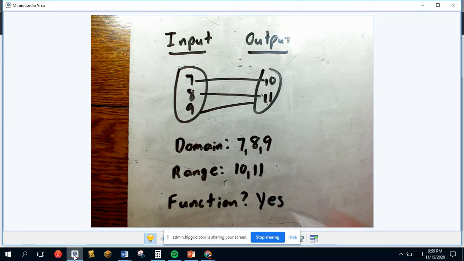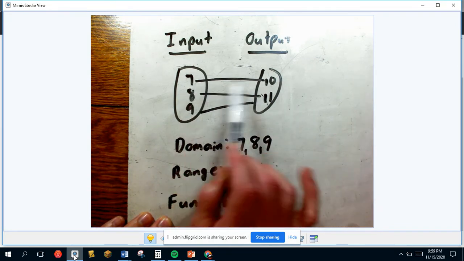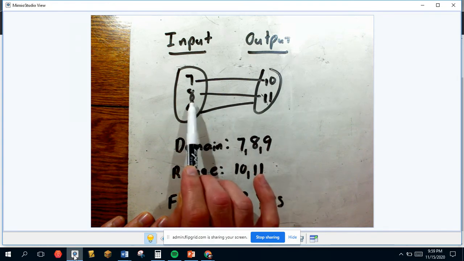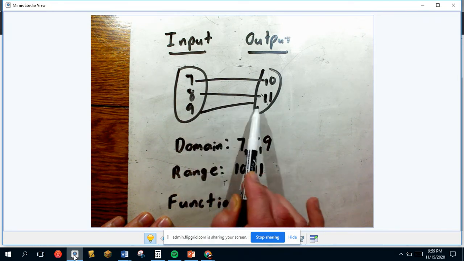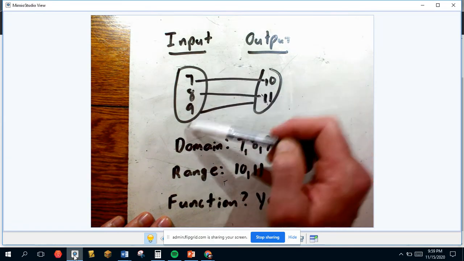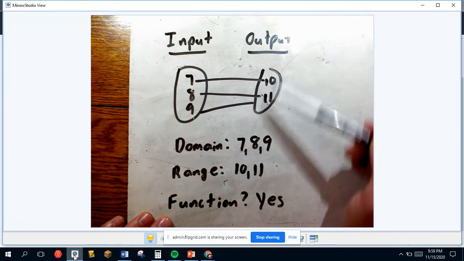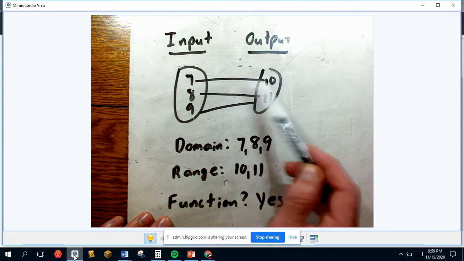And immediately people say, wait a minute, what about 8 and 9? They both go to 11. Well, true, but 7 goes with exactly one thing, 10. 8 goes with exactly one thing, 11. And 9 goes with exactly one thing, 11. You're asking the numbers on the left, not the numbers on the right. Numbers on the left, are you going with exactly one number?